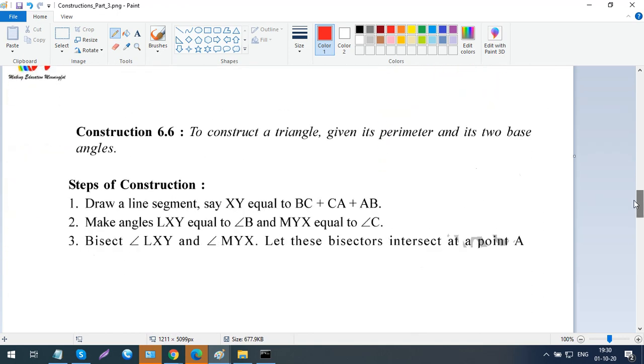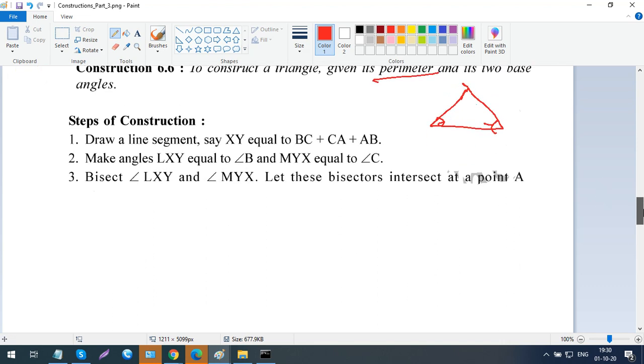Now the next one is, what if the perimeter of a triangle is given and its two base angles are given? Perimeter is all added together, AB plus BC plus CA. So that's given, and two angles are given. Base angles means these are the base angles. If these are given, how are you going to do it?